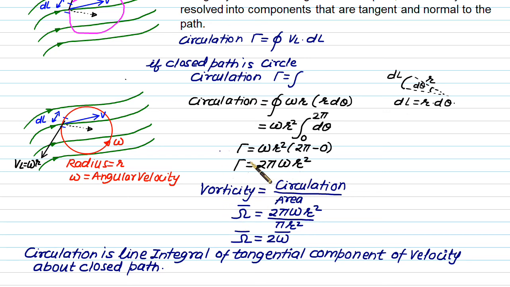Or you can remember vice versa, that circulation is nothing but vorticity multiplied by area, and vorticity is nothing but 2 times omega. The area of the circle is pi r square, so circulation is simply equal to vorticity multiplied by area. We know that the vorticity is equal to 2 times omega, and the area of this closed path, which is a circle, is pi r square. And you can very quickly find out the circulation.